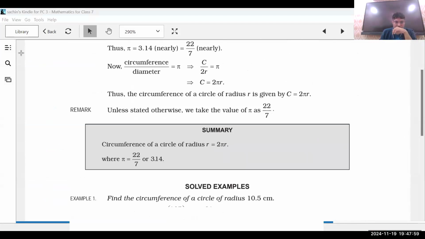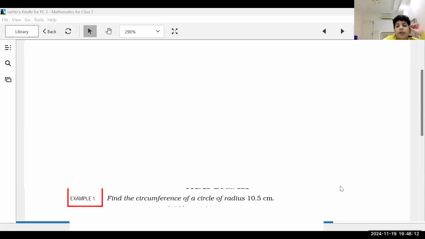Solve the example one. Sir, we will use 22/7, right? Yes.